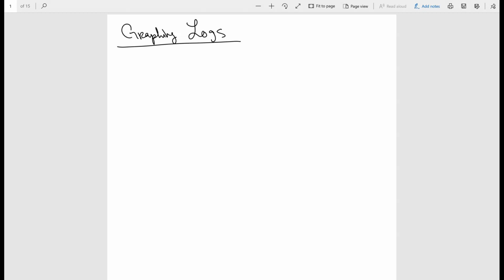In this video, we will be graphing logarithms. We talked a little bit about logs in the previous video. Remember that if we have an exponential equation, y is equal to 2 to the x, we have a horizontal asymptote. We have a y-intercept at (0, 1), and in this case, it's going to be this exponential growth going upward.